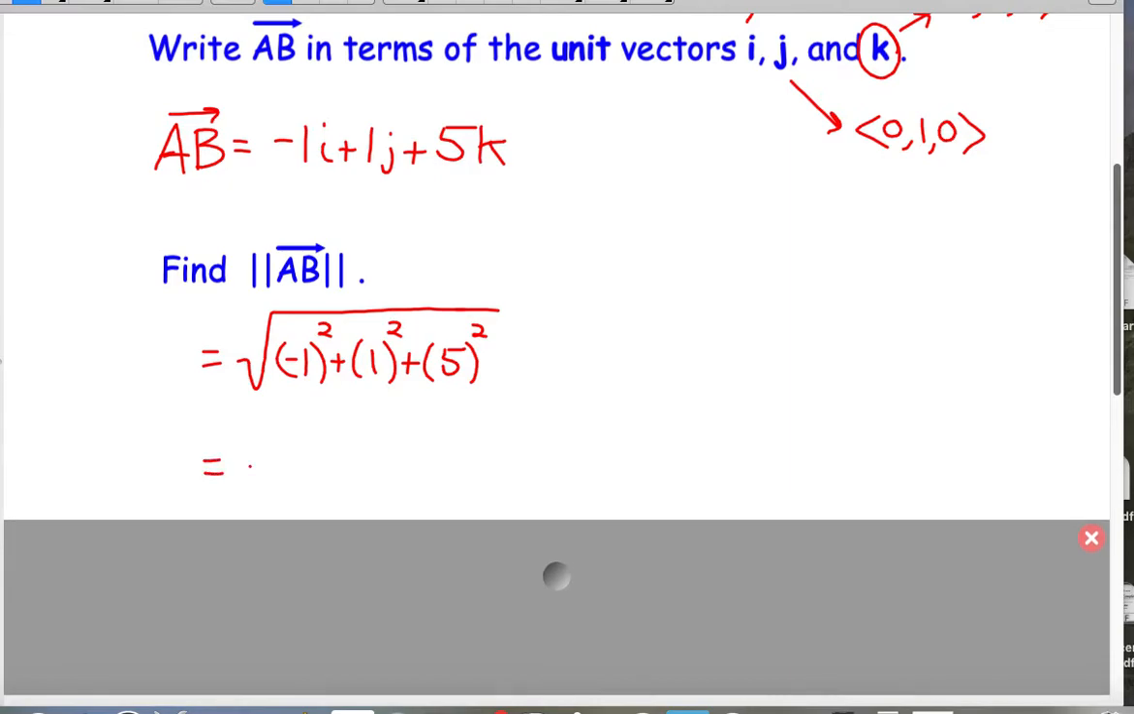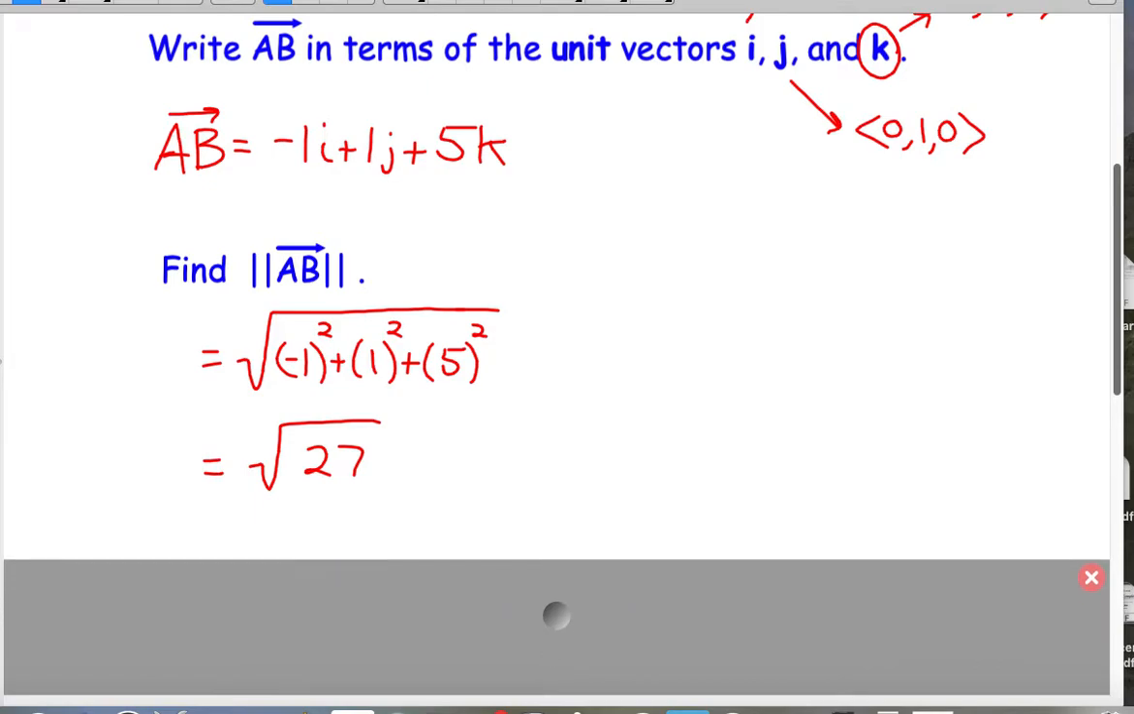So that gives us the square root. 1 plus 1 is 2. So we get 27 total. And then we can simplify that a little bit. And so that'll be 3 root 3. So that's the length of that vector.